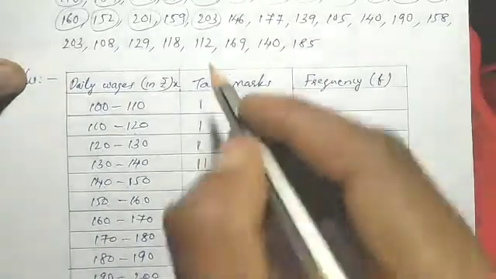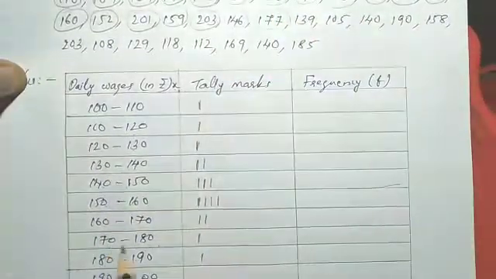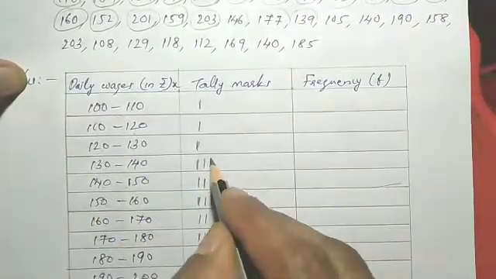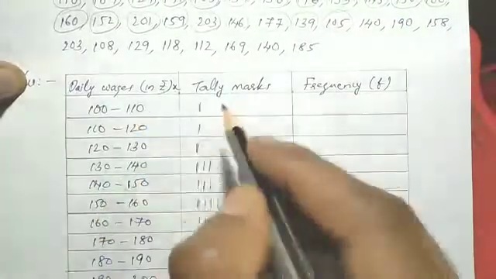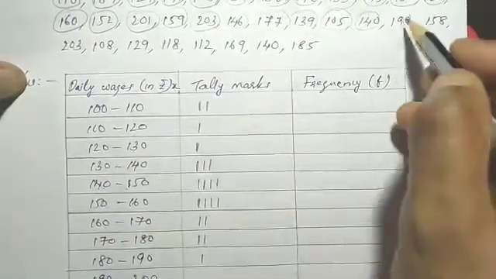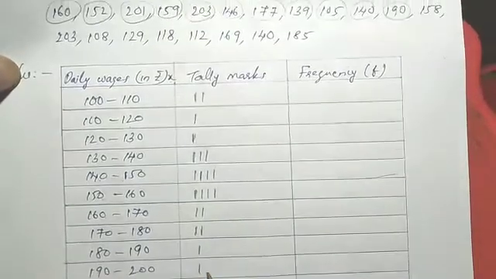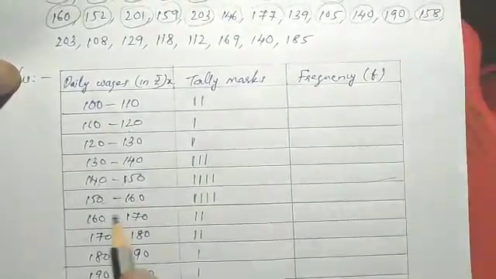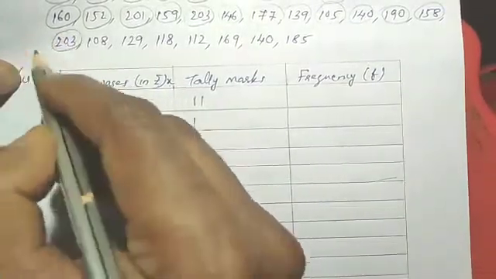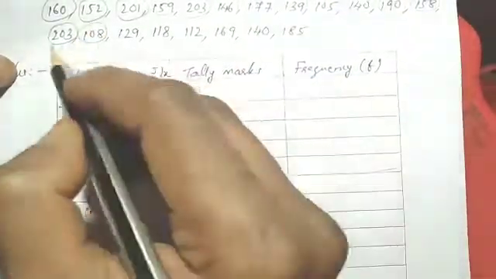Next one 146, it is here. 177 here. 139 it is here. 105 in the first class interval here. 140 it is here. 190 here it will come. Next one 158, 150 to 160. Fifth one we have to cut it. 203 in the last class interval here it will come.